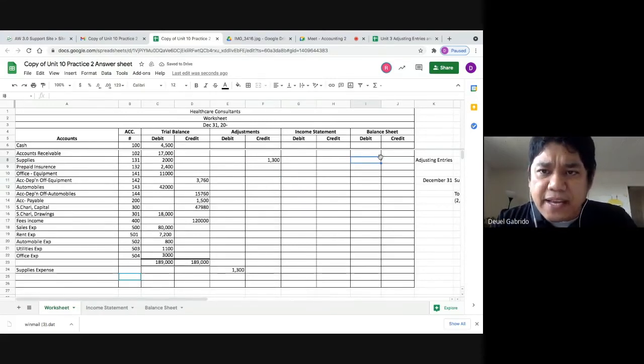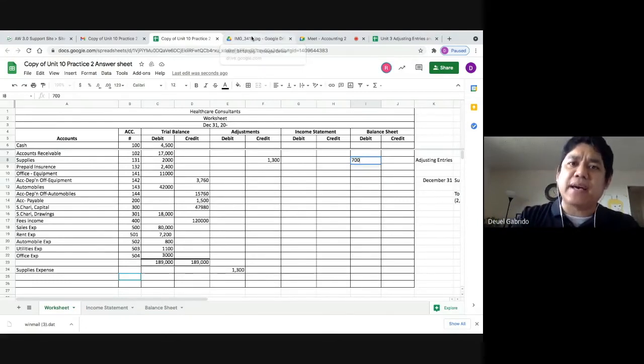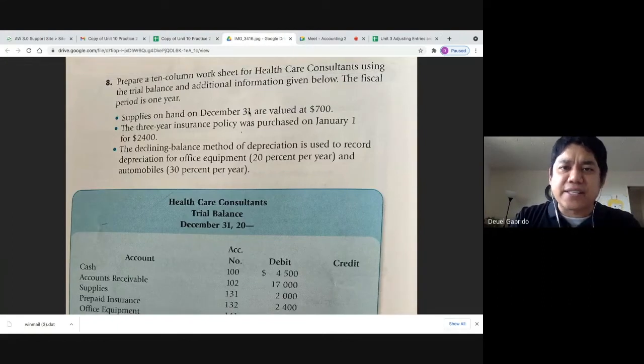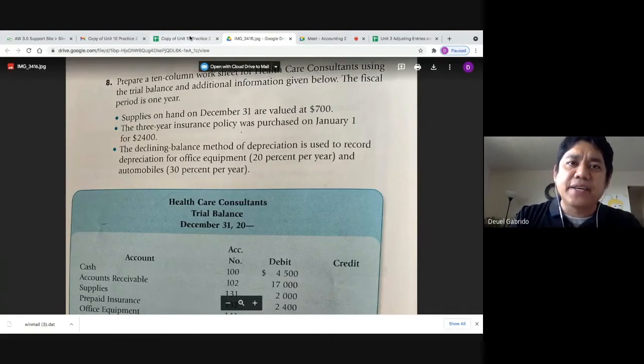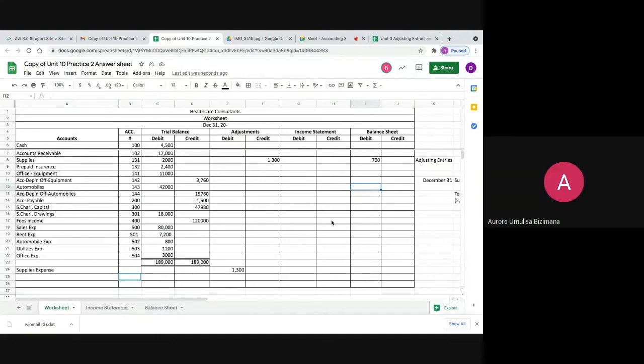So how much is the supplies in the balance sheet now if I ask you? Here in the balance sheet for the supplies. 2,000 before, it decreased by 1,300. How much is the supply? 700, which is the same as supplies on hand on December 31. Are we good, guys? We are okay, right? Yes, sir. Okay, very good.